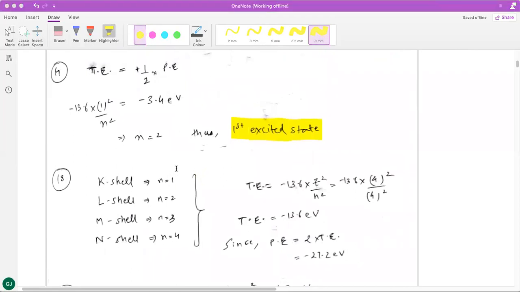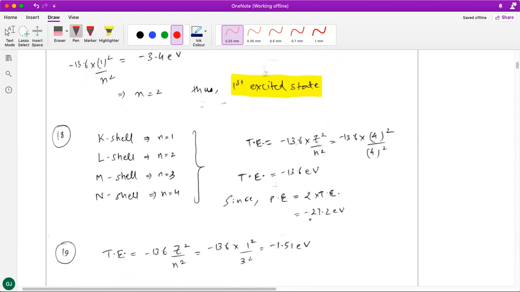Right. Then the 18th question, again it uses a certain nomenclature. It says n shell, right? So how will we read the n shell? KLMN, that is the nomenclature given for the shells. So n corresponds to n equal to 4. Now we simply use the formula for the total energy of an electron in a particular orbit, and we get the answer of total energy. And then this relationship that we have studied in the class, how potential energy and total energy are related, can be applied.